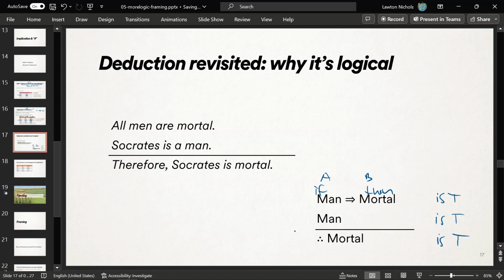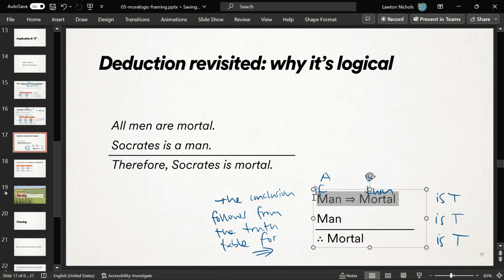And so deduction, the reason deduction works and it seems logical to our minds, is that the conclusion really does follow from the truth table for implication. Let me show that to you. The conclusion follows from the truth table for implication. Watch. So assume if A, or like these are our assumptions, right?